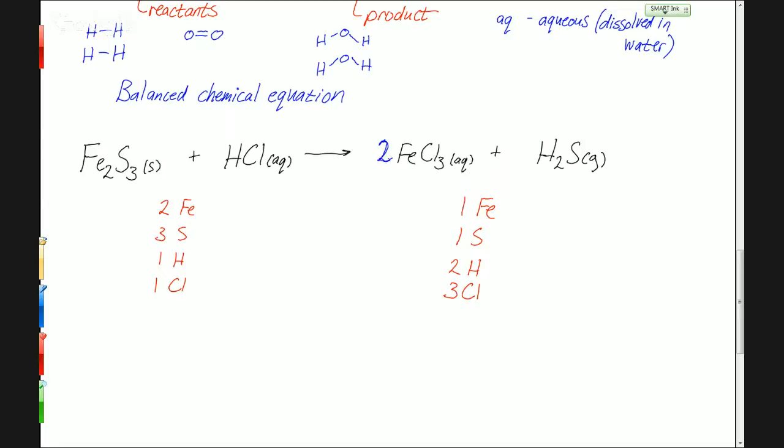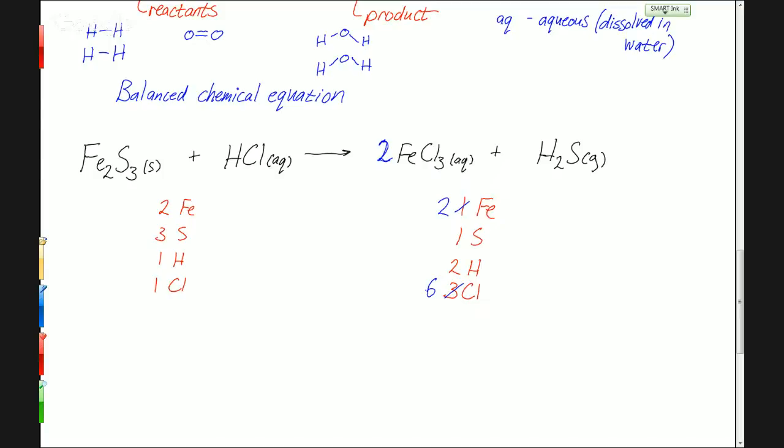All right. And now this is an important part. You have to correct your inventory, because when you put that 2 out in front, you don't just affect the iron, you're also affecting other stuff. You're affecting the chlorine in this case too. Okay. So that changes to 2. And then instead of 3 chlorine, we now have 6. Because we have 2 of those whole units and each unit has 3.